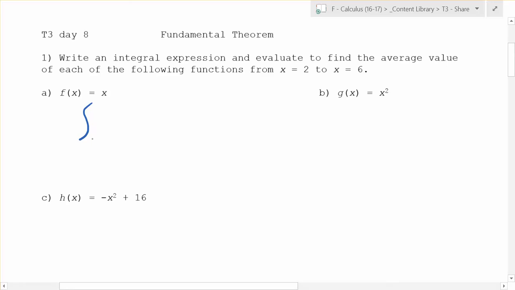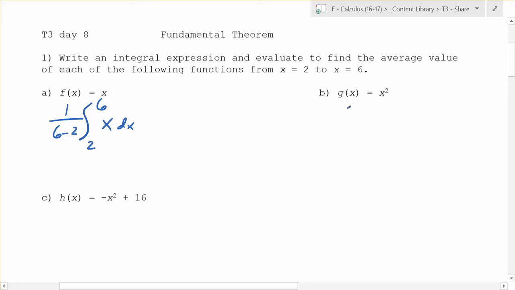Doing the integral from 2 to 6 of what function? Which is x. And then what goes next to that x? dx. And then what has to go out front of this integral if I'm doing the average value? 1 over 4. 1 over what? 4. Where'd that 4 come from? Yeah, so 6 minus 2.